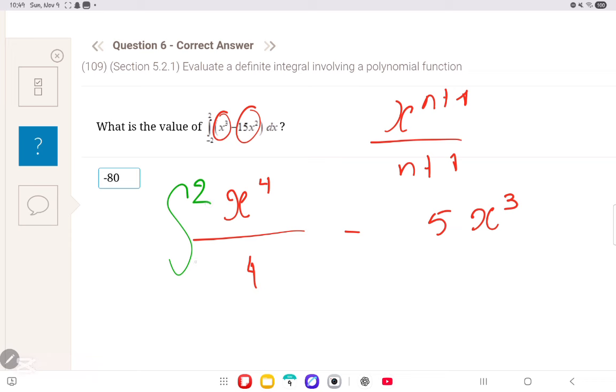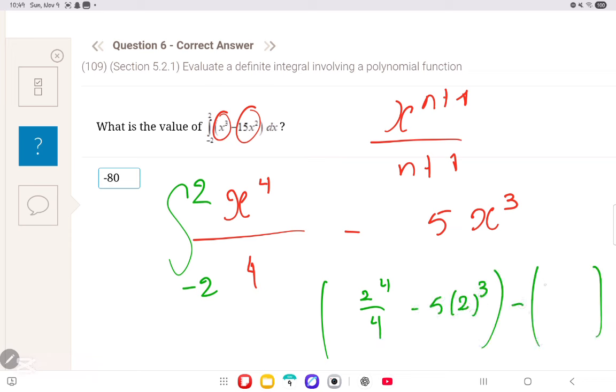Now what do I do? I put the integration of 2 and minus 2, right? These are my boundaries. So it's going to be 2 to the power of 4 over 4 minus 5 times 2 to the power of 3, minus, these are brackets by the way, not absolute value, minus 2 to the power of 4 over 4 minus 5 times minus 2 to the power of 3. Put it on the calculator: 2 to the power of 4 over 4 minus 5 times 2 to the power of 3, minus 2 to the power of 4 over 4 minus 5 times minus 2 to the power of 3, and then close the brackets, and you will get your answer to be minus 80.